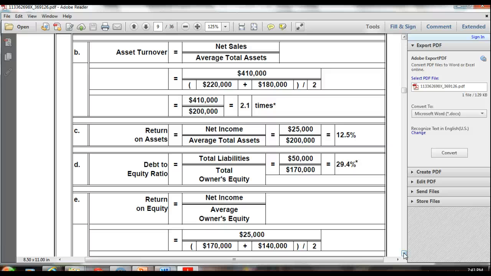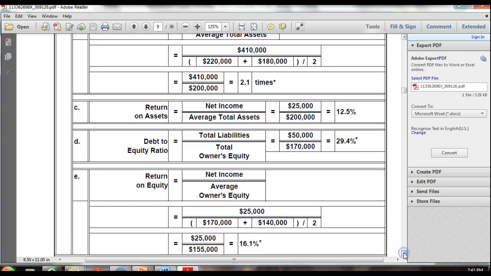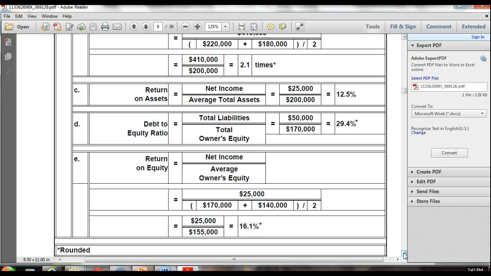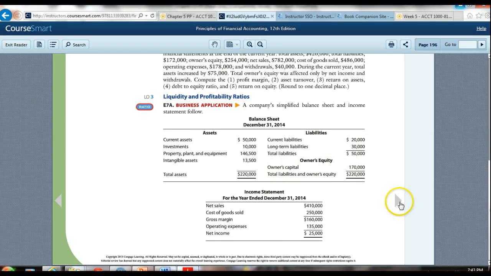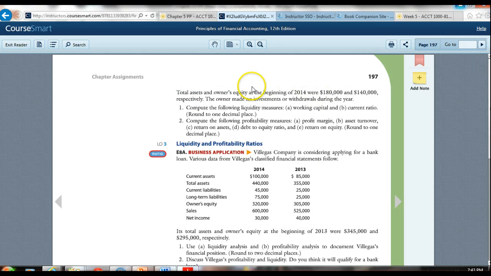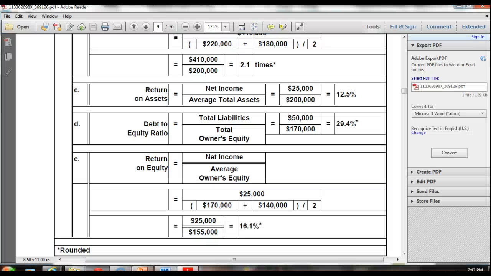Then our return on equity is our net income, and we can divide that by our average owner's equity. So we ended the year with 170,000 owner's equity. The beginning of the year owner's equity was 140. So 170 plus 140, divide that by 2. 155. 25,000, divide that by 155, gives us 16.1%.